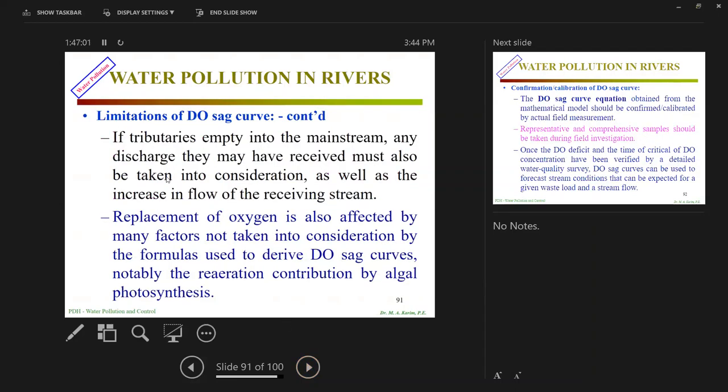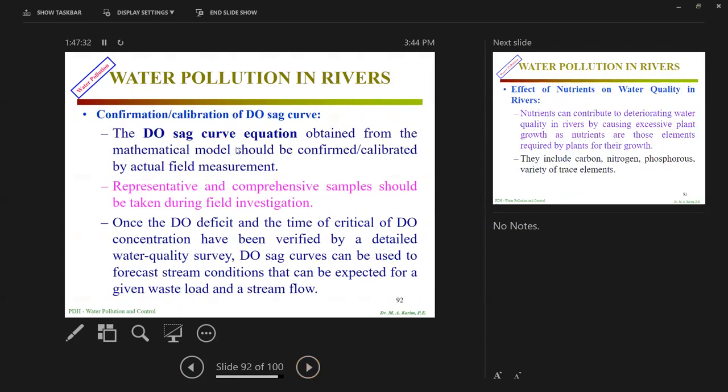Okay. So if a tributary empties into a mainstream, any discharge it may have received must also be taken into consideration, especially for the flow conditions, as well as the increase in the flow in the receiving stream. Replacement of oxygen is also affected by many factors not taken into consideration by the formulas used to derive the DO sag equation, notably the reaeration contribution by algal photosynthesis. It's not a huge contribution, that's why our assumption was we are not going to consider it. The DO sag equation obtained from the mathematical models should be confirmed and calibrated by field measurement. We can do that. If we make a model, then go to the field and measure the dissolved oxygen in different places and compare it, if it matches, then this model is good.